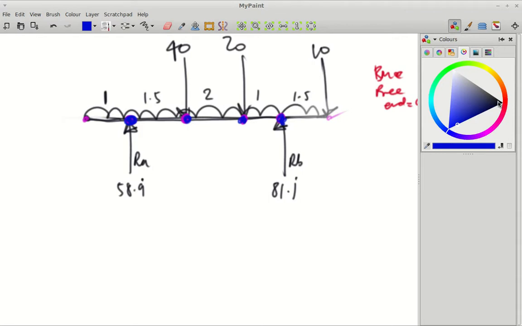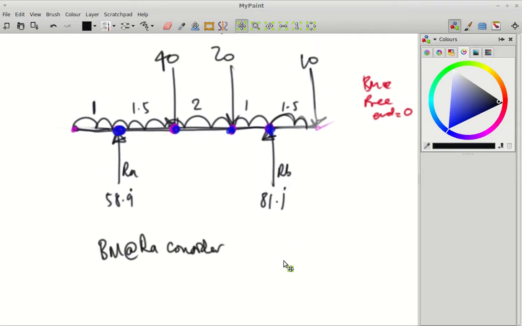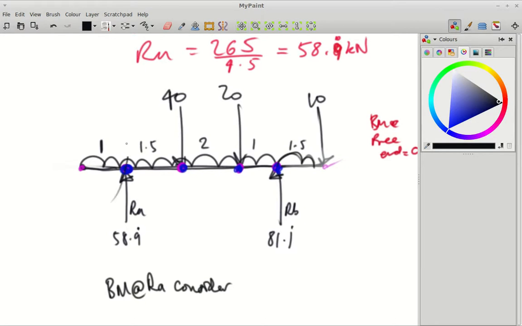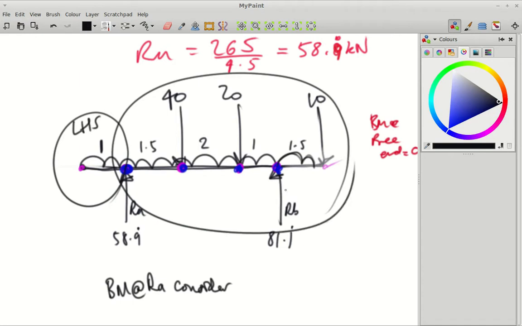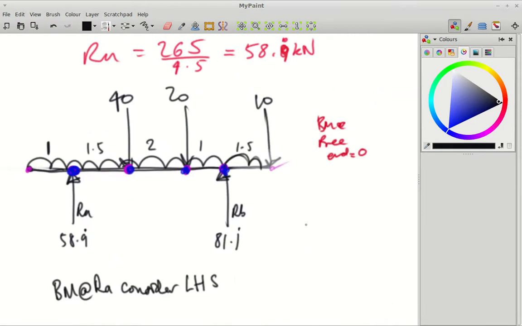It's more awkward with a UDL on, but that's the whole point of doing this tutorial. So let's work it out then. For the bending moment at RA, consider either left hand side or right hand side. We've got a luxury here. We can either look at that side of the beam, which is fairly straightforward, the left hand side, or this side of the beam, which would be horrendous because there's four forces and a UDL to worry about, the right hand side. Always choose the easiest, so we're going for the left hand side. So bending moment at RA, consider left hand side. Very easy to work this out now.